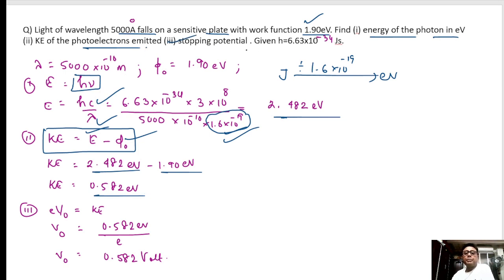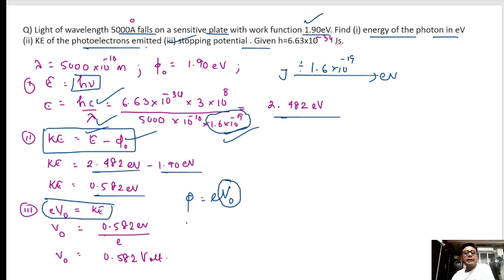Next, stopping potential. So phi naught, from here, stopping potential. Okay, we know that phi naught is equal to, we can use it like this, phi naught is equal to EV0. Okay, so this is the stopping potential. So we can easily calculate it.